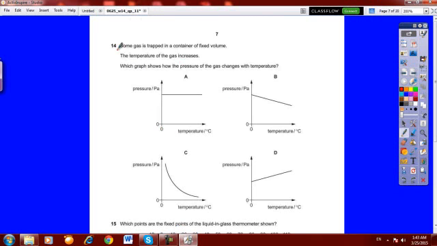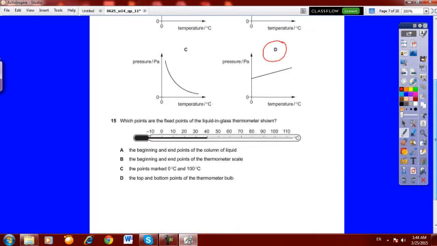Number 14. Some gas is trapped in a container of fixed volume. The temperature of the gas increases. Which graph shows how the pressure of the gas changes with temperature? Pressure is actually directly proportional to temperature. So when you increase the temperature, the pressure should increase with it, which is only in part D.